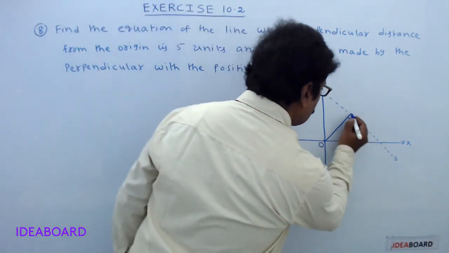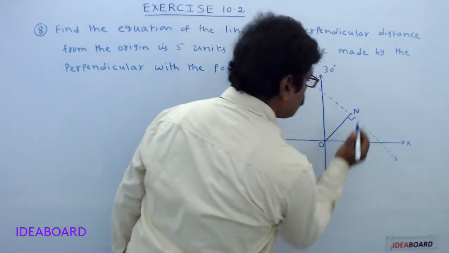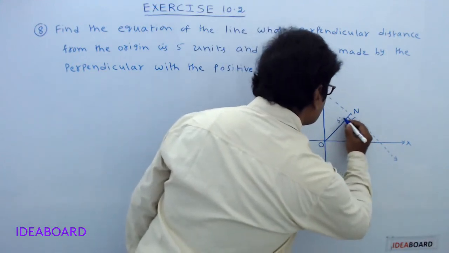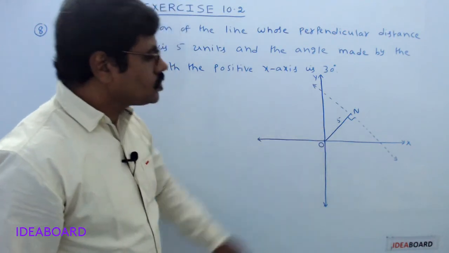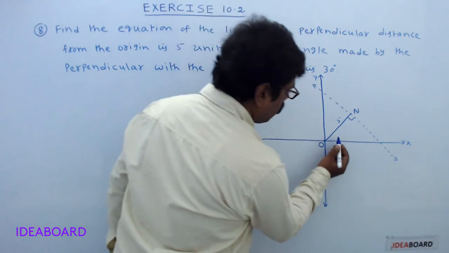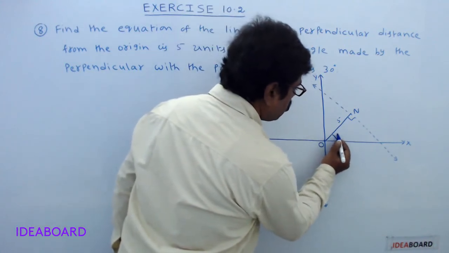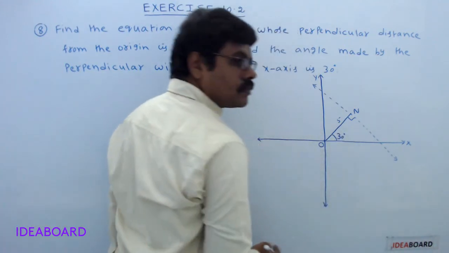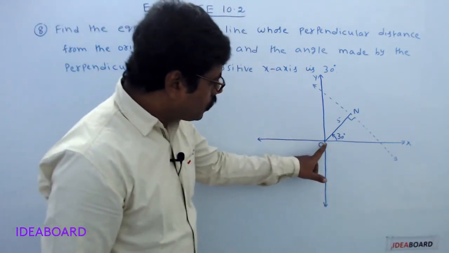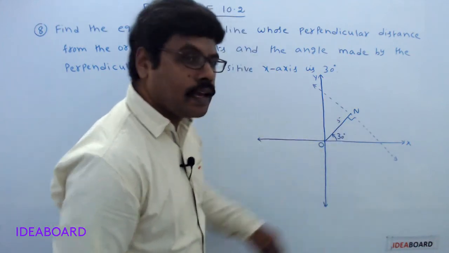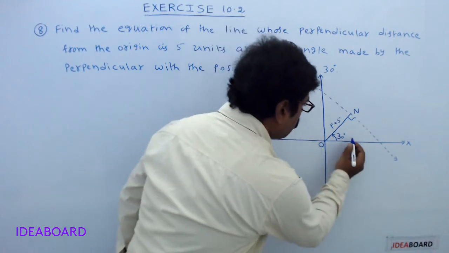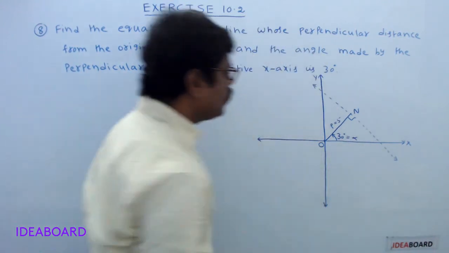So the distance from the origin to this point, denote this point with the letter N, so this length will be 5 units. So ON equals 5 units. What is another condition? This perpendicular makes an angle of 30 degrees with the positive x-axis. Now consider the perpendicular distance from the origin to this line as P and denote this angle with alpha.